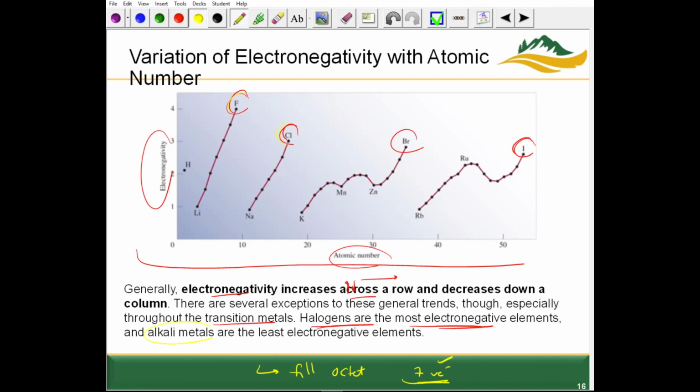Alkali metals, however, will form +1 cations. They want to get rid of an electron. When they get rid of an electron, they become +1 charged. That means that alkali metals have very low electronegativities. They don't want to pull electrons closer to the nucleus. They'd rather give away an electron to become a +1 cation.